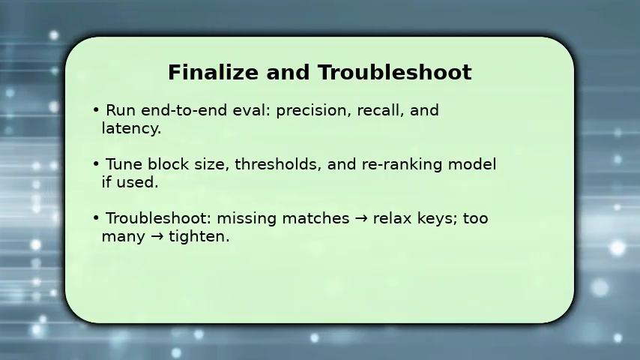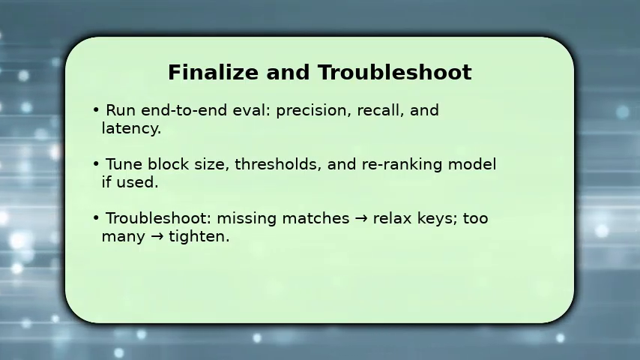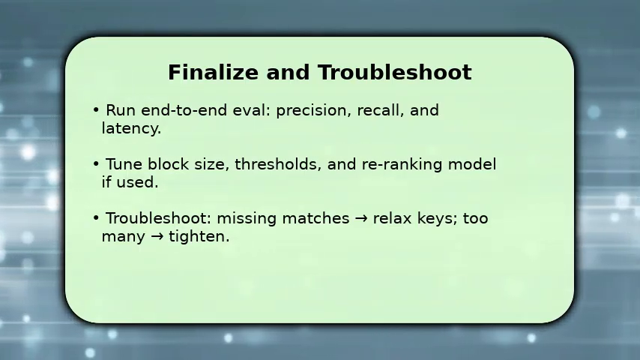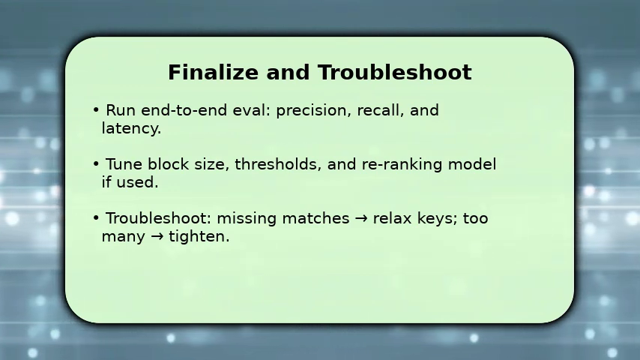If things go wrong, use one key troubleshooting tip. When you miss matches, loosen key criteria. When you get too many candidates, tighten or add a cheap filter. Iteratively adjust and reevaluate.